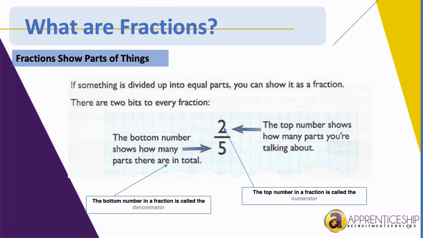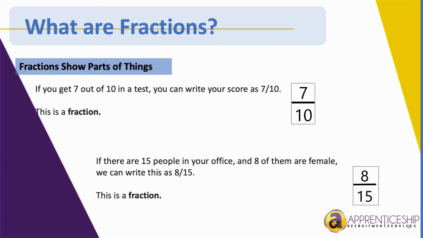So for example, if you've got a pizza and you've cut it into 5 slices and you've eaten 2 slices, that would be 2/5. So the top number is the numerator, the bottom is the denominator. If you get 7 out of 10 in a test, you can write it just like that, 7 over 10. This is the fraction. You've scored 7 marks out of 10. 10 being the total, 7 is what you're working with.